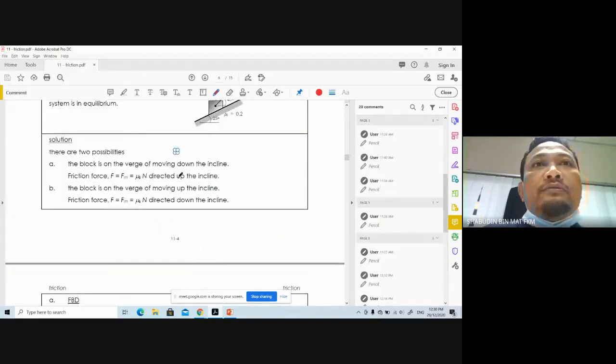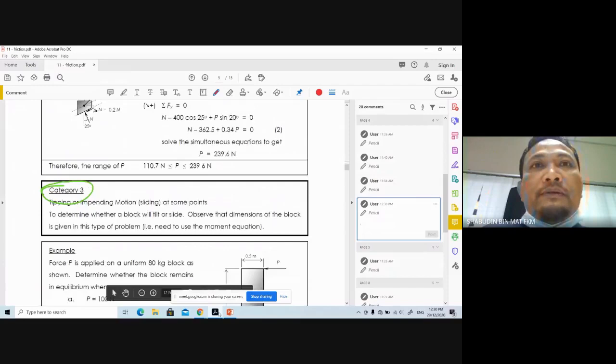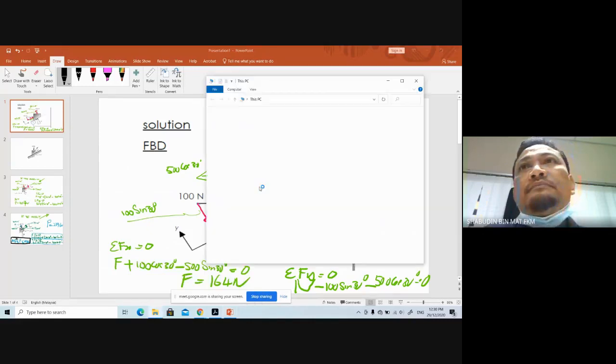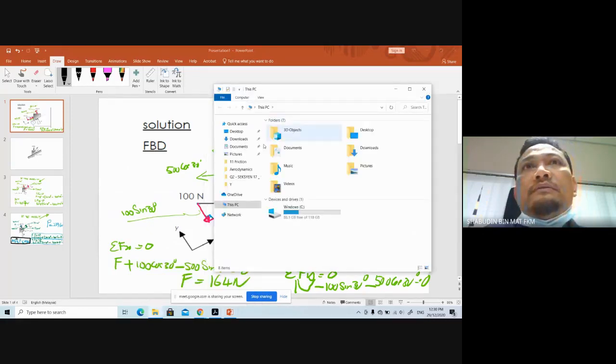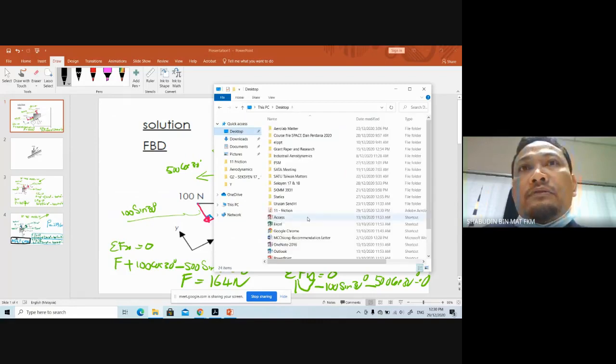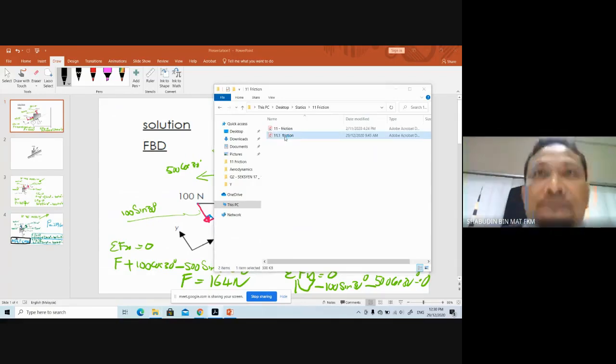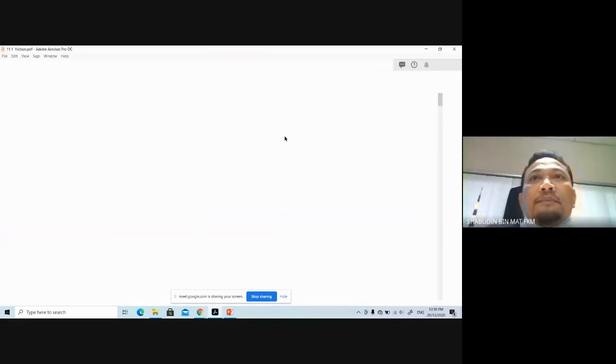We save it. Then we try to do an example, one example if possible. We still have time. Go to Desktop, go to Statics, go to Friction, go to Friction Example. You have many examples there. Okay, this is so easy.